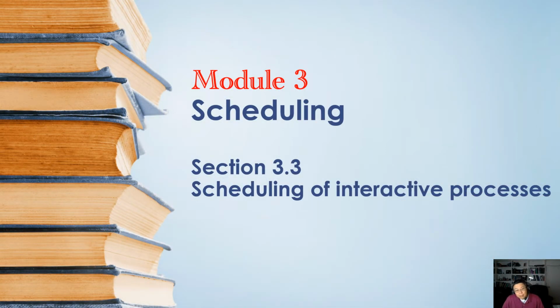Now, in section 3.2, we discussed the scheduling of batch processes. In particular, we discussed scheduling algorithms such as FIFO, first in, first out, and also SJF, shortest job first, and shortest remaining time first, the SRT. Today, we're going to talk about the scheduling of interactive processes.